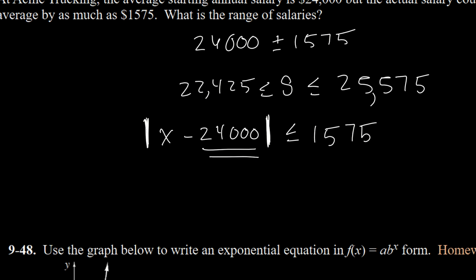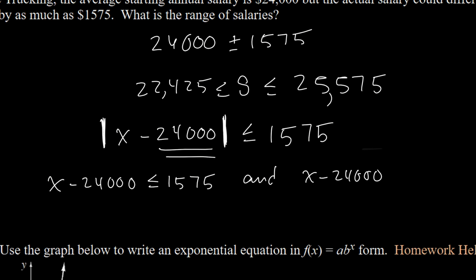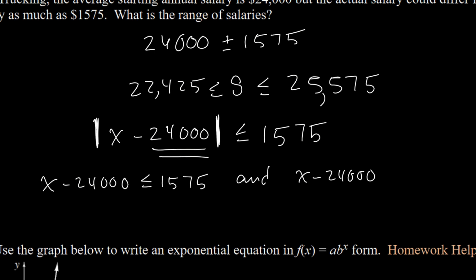So the two inequalities I get are, well, X minus $24,000 is less than or equal to 1575, and X minus $24,000 is, and I flip the direction, greater than or equal to, and then I make this negative 1575.